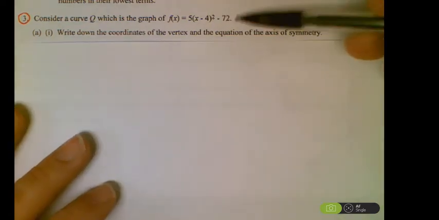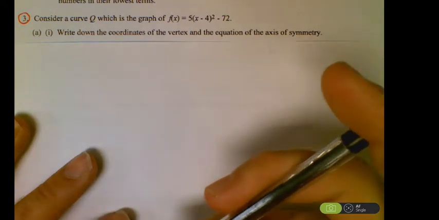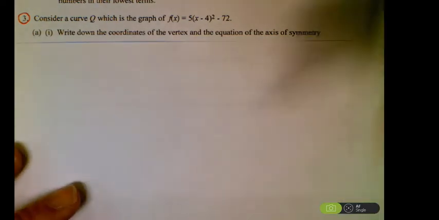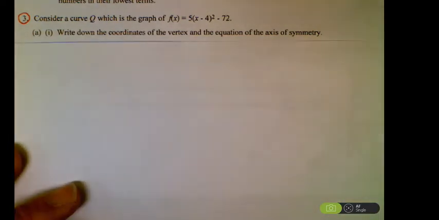So for number 3, part A, they're giving us another quadratic here. Back in Algebra 2, we refer to this as vertex form, simply because you can look at this and get the vertex just by looking at it from the format that it's in. So when they want the coordinates of the vertex, I can see that it's at +4, -72 for the vertex.